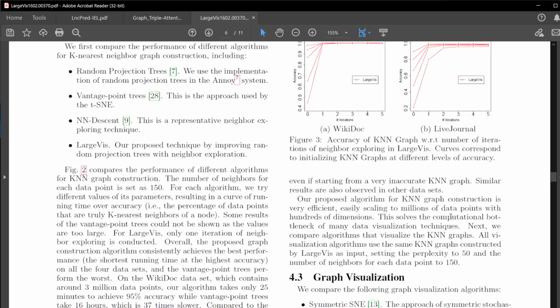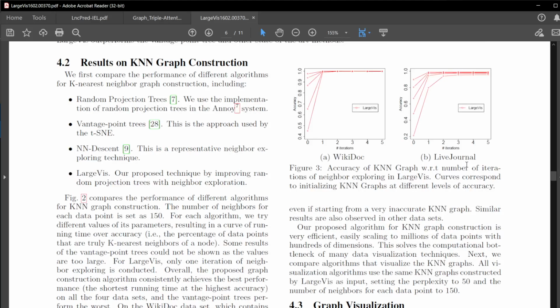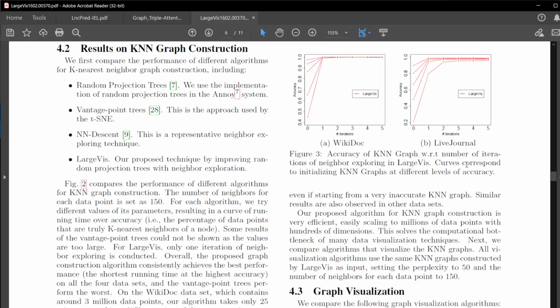Curves correspond to initializing KNN graphs at different levels of accuracy, even if starting from a very inaccurate KNN graph. Similar results are also observed in other data sets. Our proposed algorithm for KNN graph construction is very efficient, easily scaling to millions of data points with hundreds of dimensions. This solves the computational bottleneck of many data visualization techniques.